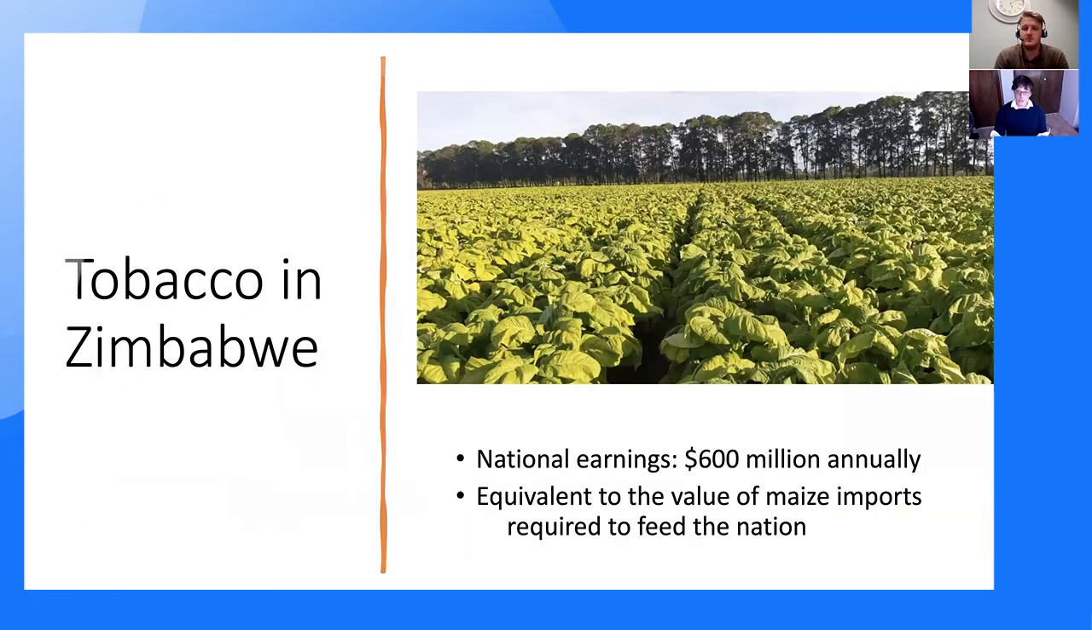And what I found was that tobacco is one of our biggest export earners. It brings in about 600 million annually, which is, considering the economy is only about 15 to 17 billion large, a pretty sizable chunk of our GDP. It's also equivalent to the value of maize imports we require to feed the nation. So it's actually a healthy forex earner for attending to the maize deficit that we have.